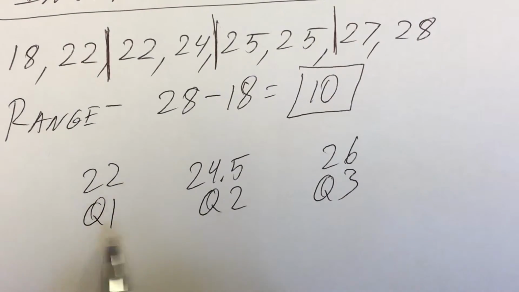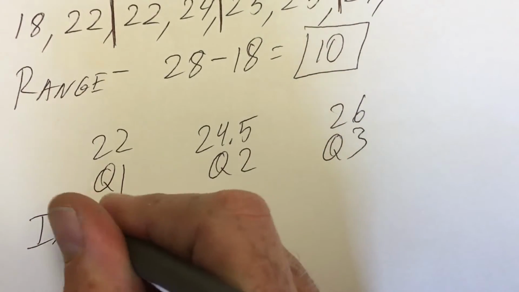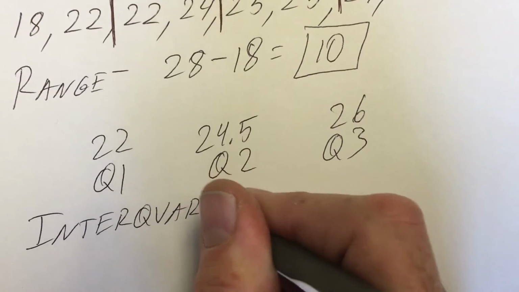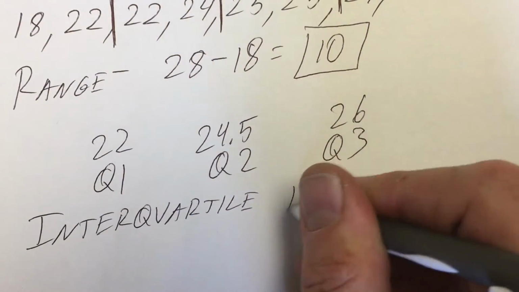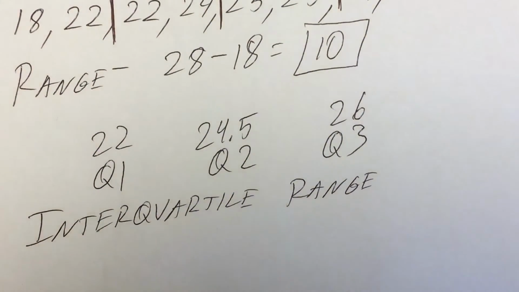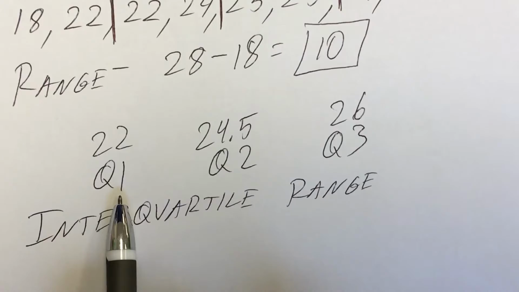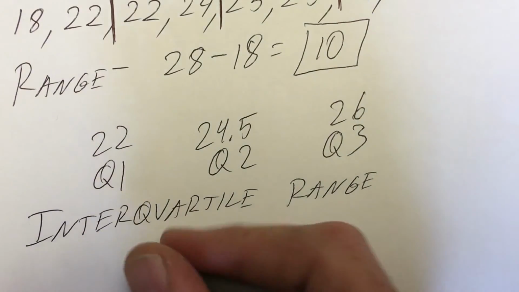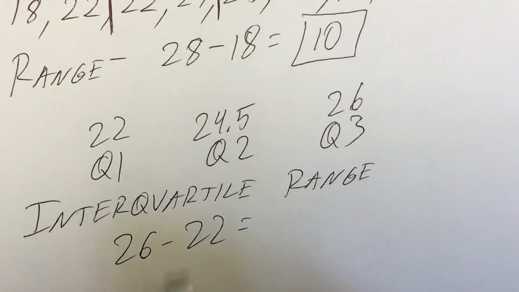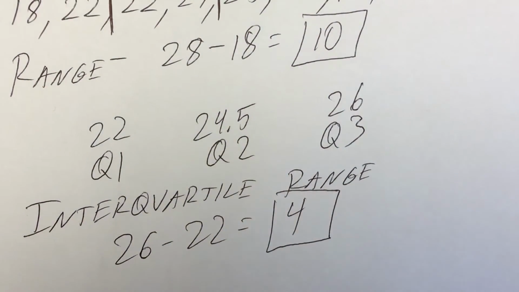Once you find the first quartile and the third quartile, we can then find the interquartile range. The interquartile range, again, is the difference between the third quartile and the first quartile, or in this case, 26 minus 22. 26 minus 22 is 4, so the interquartile range is 4.